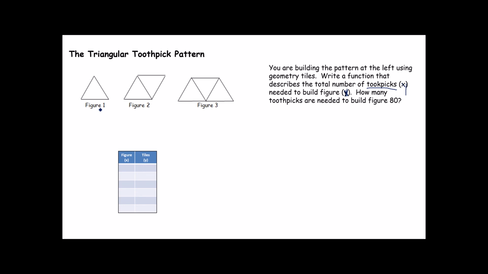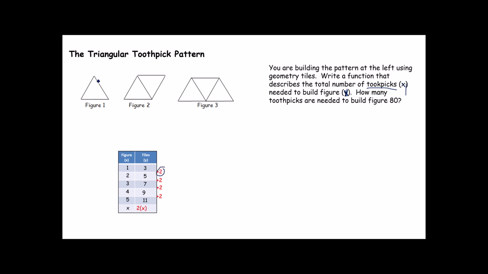In this case, figure 1 requires 3 toothpicks. Figure 2 requires 5 toothpicks. Figure 3 requires 7 toothpicks. And you can see it's growing by 2 every time. That means figure 4 is going to need 9, figure 5 is going to need 11, and then figure x is going to need 2x, because apparently we are growing by 2 every time.